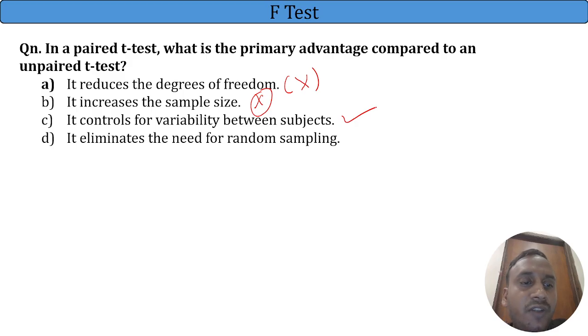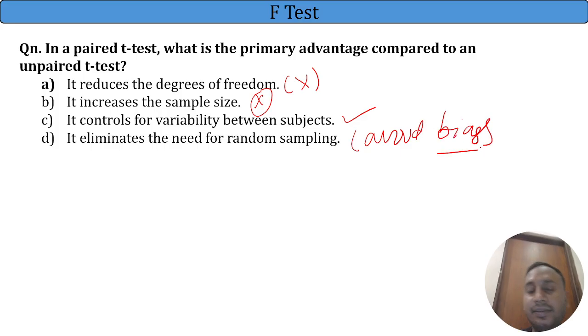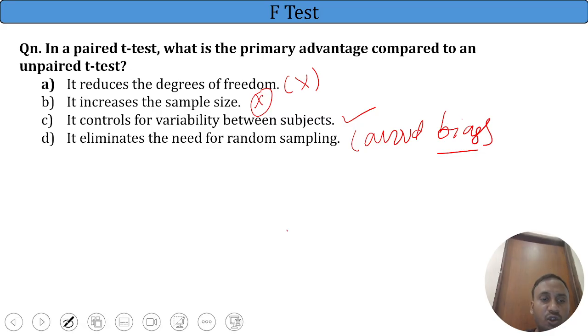Then the last option we have: it eliminates the need for random sampling. No, random sampling is still needed because we have to avoid bias and so on. Yes.